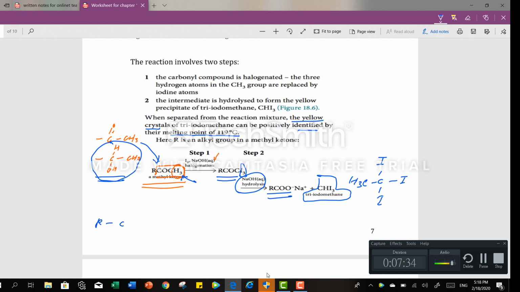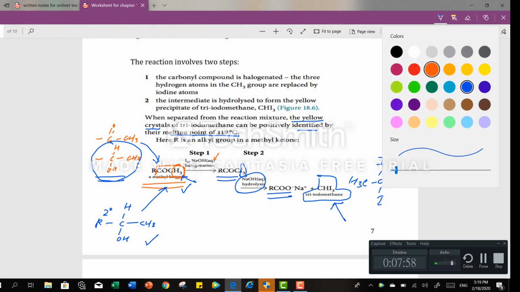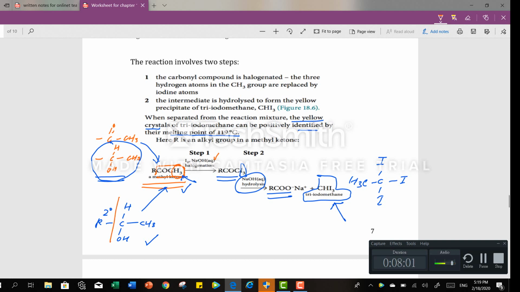Because if a compound contains this group, it will be oxidized by iodine in sodium hydroxide to become ketone, because you know that secondary alcohol can be oxidized to ketone as well. So either you start with this one or you start with this one, you will form this as the product, which gives the yellow precipitate. So I will say this iodoform test is specifically used for testing this group and this group, because if you start from this one, it will go all the way to here. If you start this one, it will first oxidize to here and then go all the way to here. So they are the same. Do you understand what I'm saying?